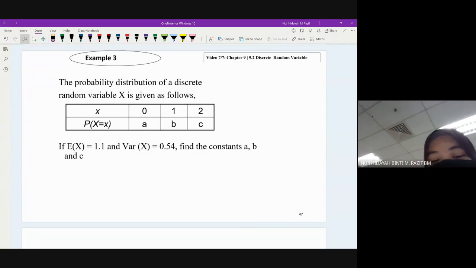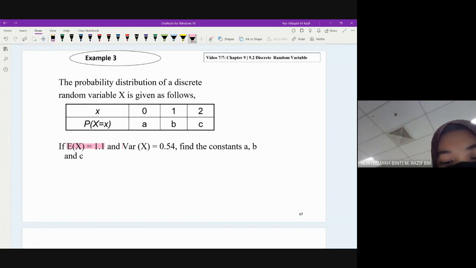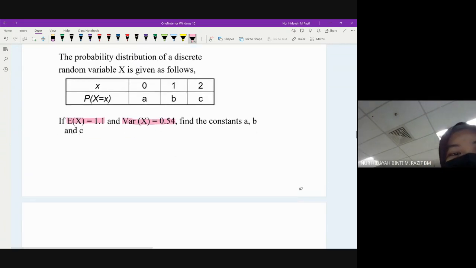Kita tak ada nilai probability but you have been given 2 info here yang mana kita ada expected value of x dan juga variance of x. So kita nak cari the constants untuk nilai A, B dan C. Macam mana kita nak jawab soalan ini?